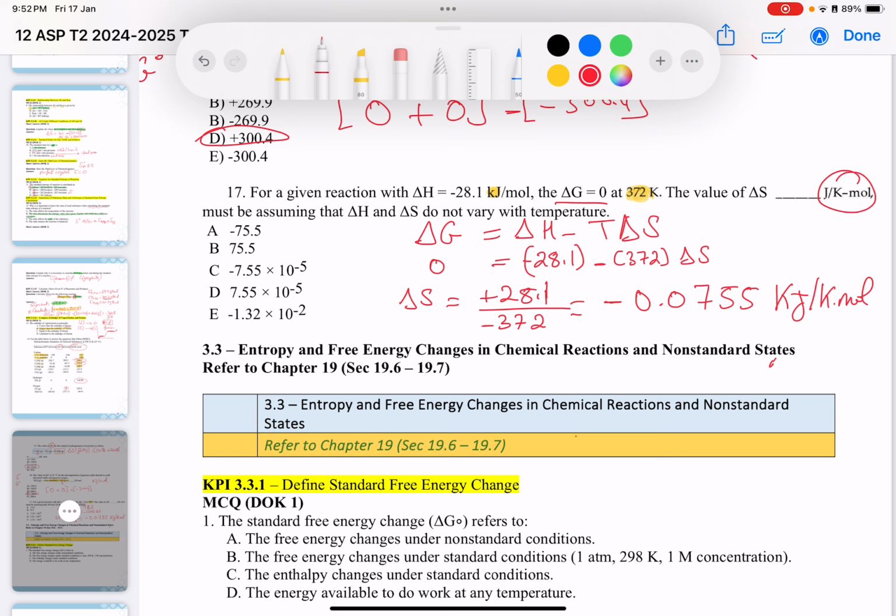However, as I mentioned to you in class, when we want to use delta S, we always divide this value by 1000. So this was here divided by 1000. Since they want it in joule per Kelvin, then we need to multiply again by 1000 to convert it back to joule, and that is negative 75. So the answer is A.